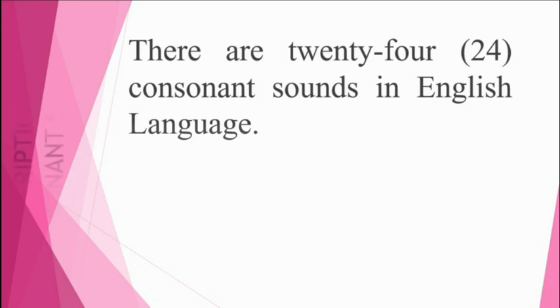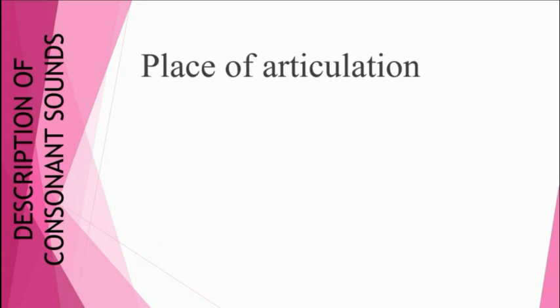On the description of the consonant sounds, there are three parameters for describing consonant sounds in the English language. So we'll pick them one after the other and discuss them, and we should be able to say how these are practicable. Now, the first one I'll be talking about is the place of articulation.